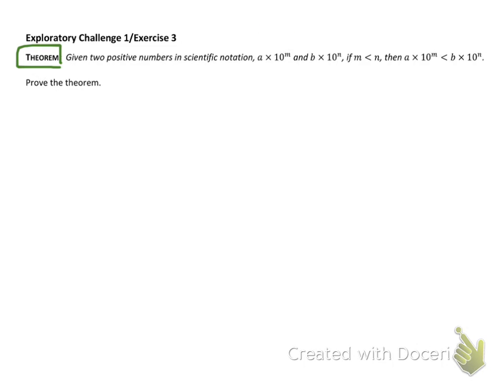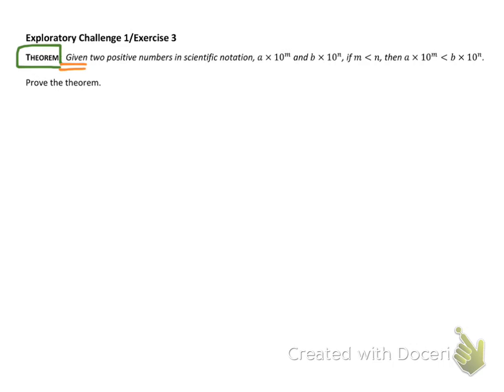Okay, so what is that? How would we go about proving that? Well, we're going to use a method similar to the examples we've been doing. So if you look here, I want to point out the structure of this theorem. So given, this is what we're given, two numbers in scientific notation, and m is less than n.